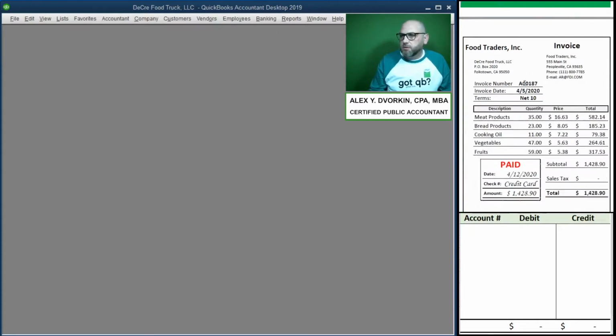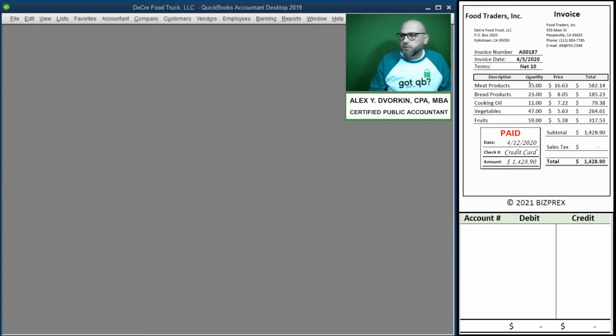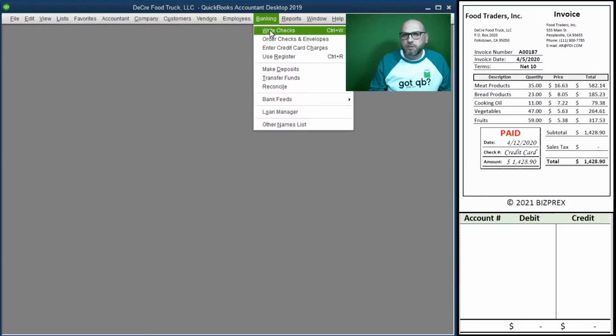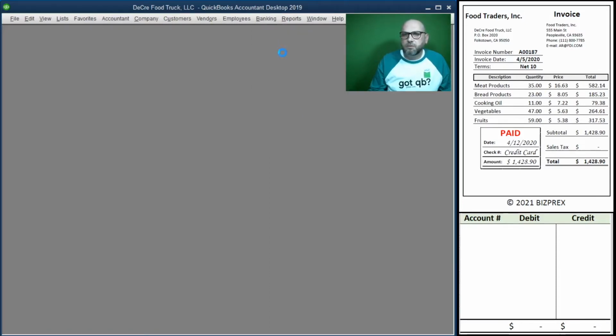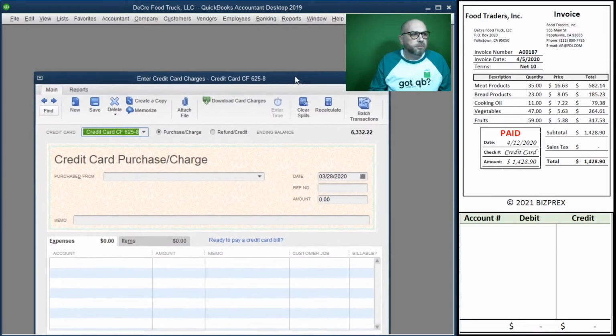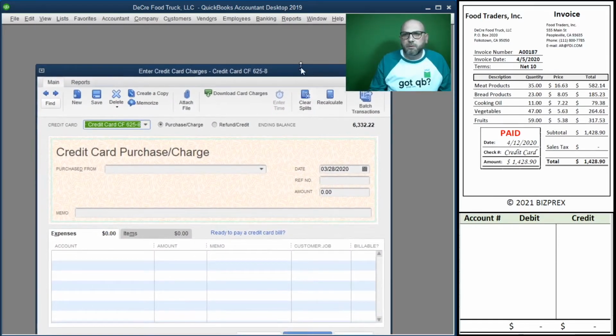Let's start with booking invoices for the month of April. So again, we have been doing it for a while now, so let's continue. Practice makes it perfect. So this one was paid with a credit card, so we're going to enter credit card charges. Alright, here we are.